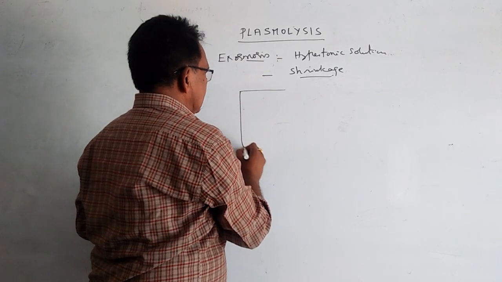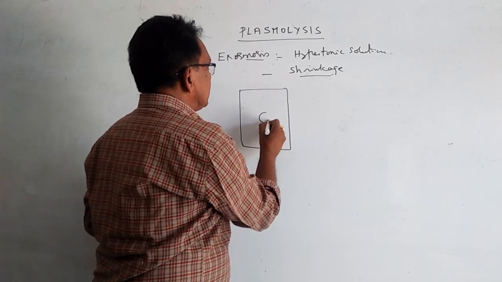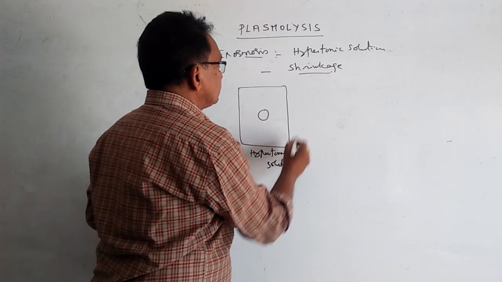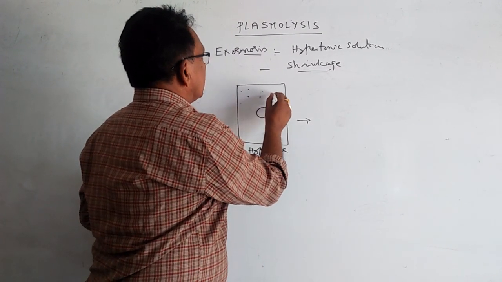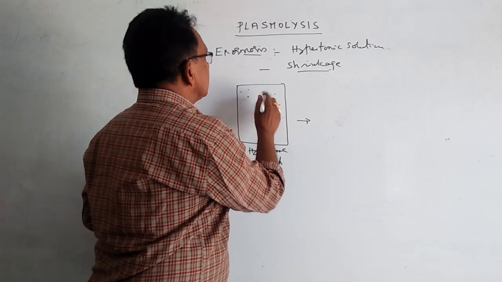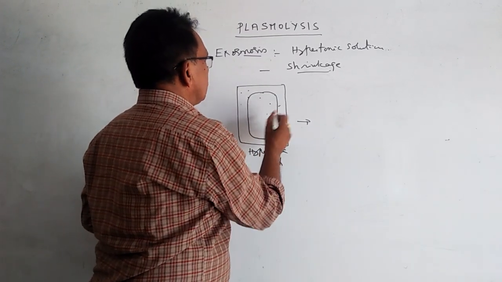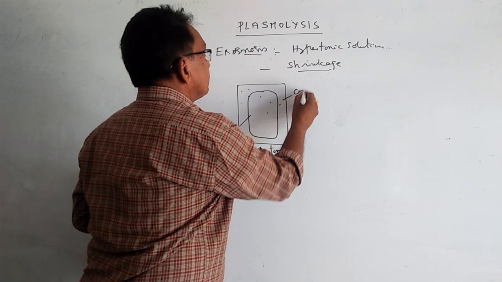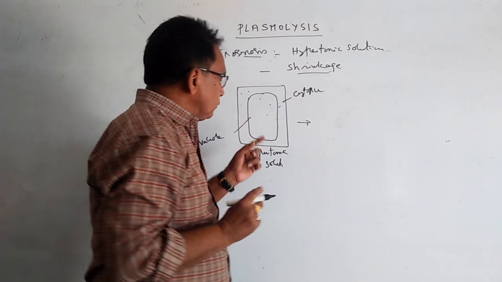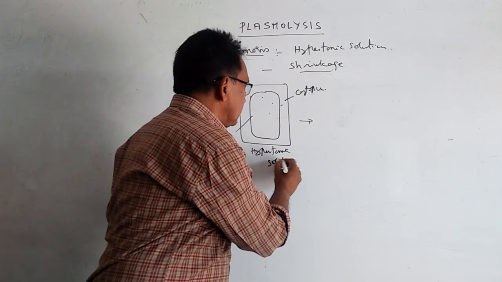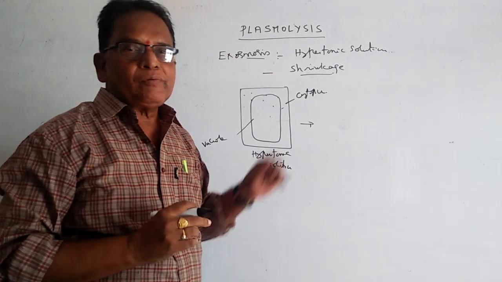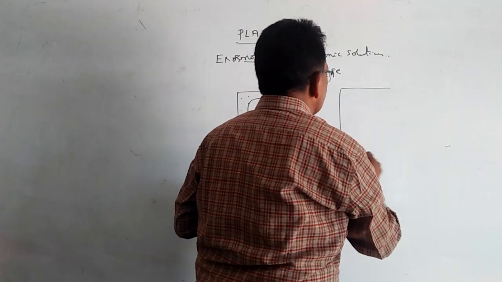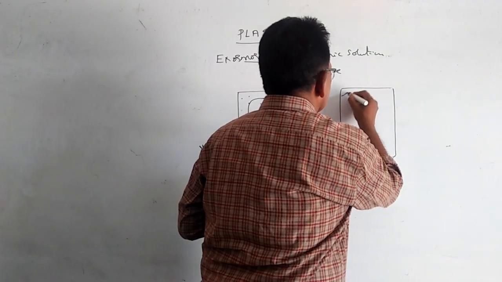Suppose this is the cell, and we are placing this cell in a hypertonic solution. This is the cytoplasm and this is the vacuole. Whenever we place a cell in a hypertonic solution, first the water from the cytoplasm will come out. As a result of this, the cell shows shrinkage in the corners like this.